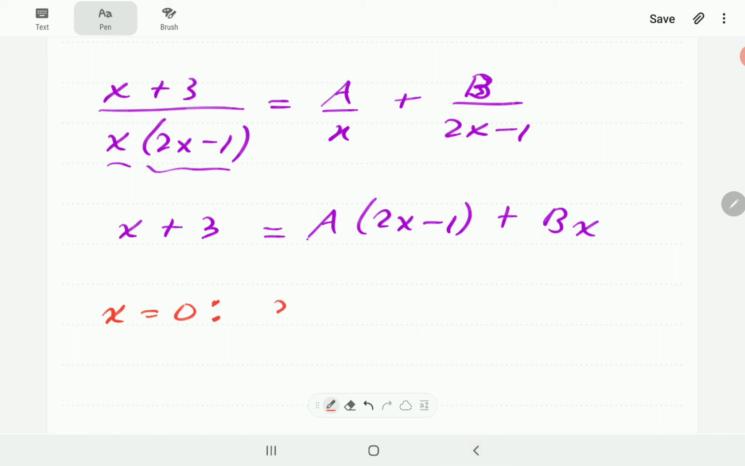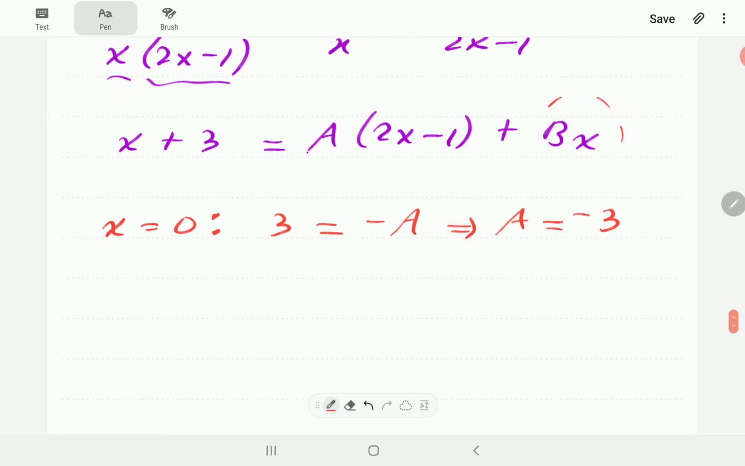Left hand side is going to be 3. The right hand side is going to be negative A. This term is going to disappear. So this is simply telling us that A is negative 3.